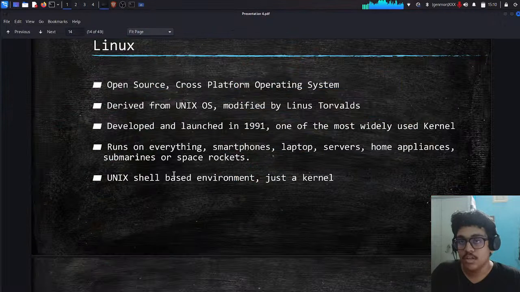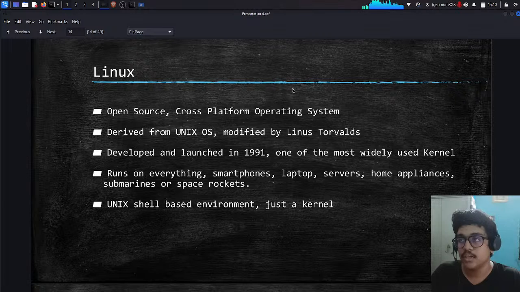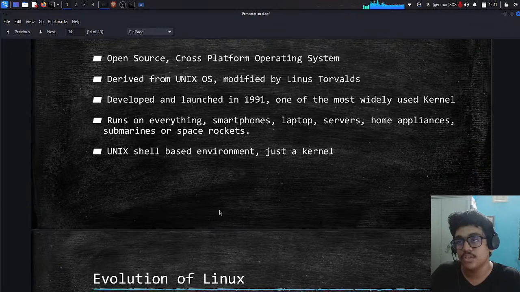So it's not Linux to be precise. It is a distribution of Linux. It is Kali Linux. So after Linux, there are different kinds of distributions. We will discuss it in the next slide. So Linux is a Unix shell based environment, just a kernel. It is just a kernel, not an operating system.